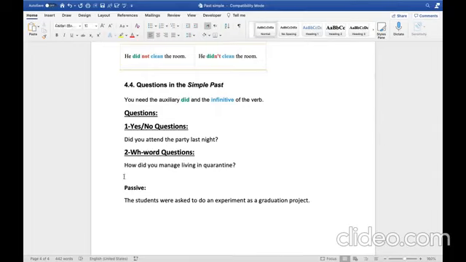We have, for example, the WH words: why, what, how. How is the only word that starts with H, not WH. We have when, where, right? These are the WH words.